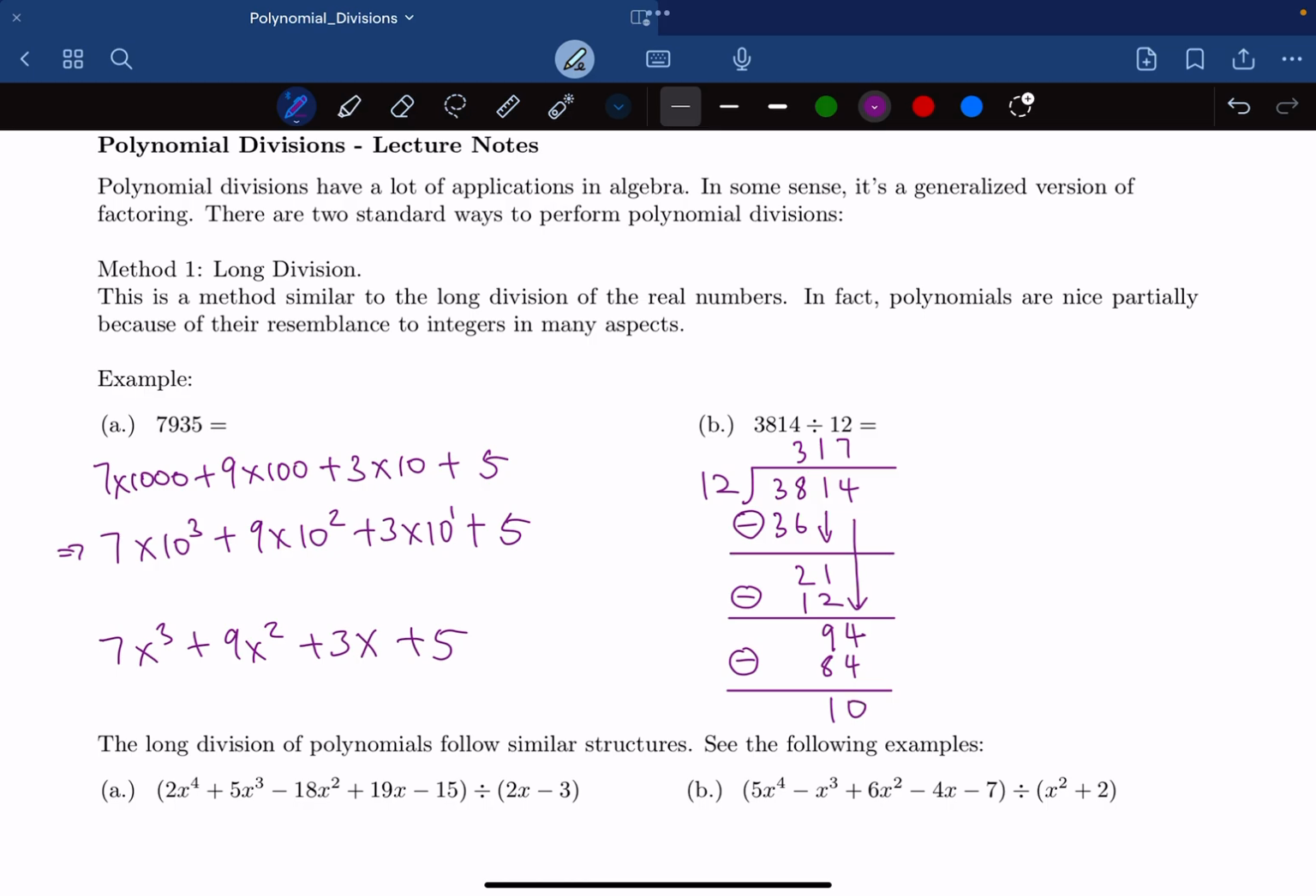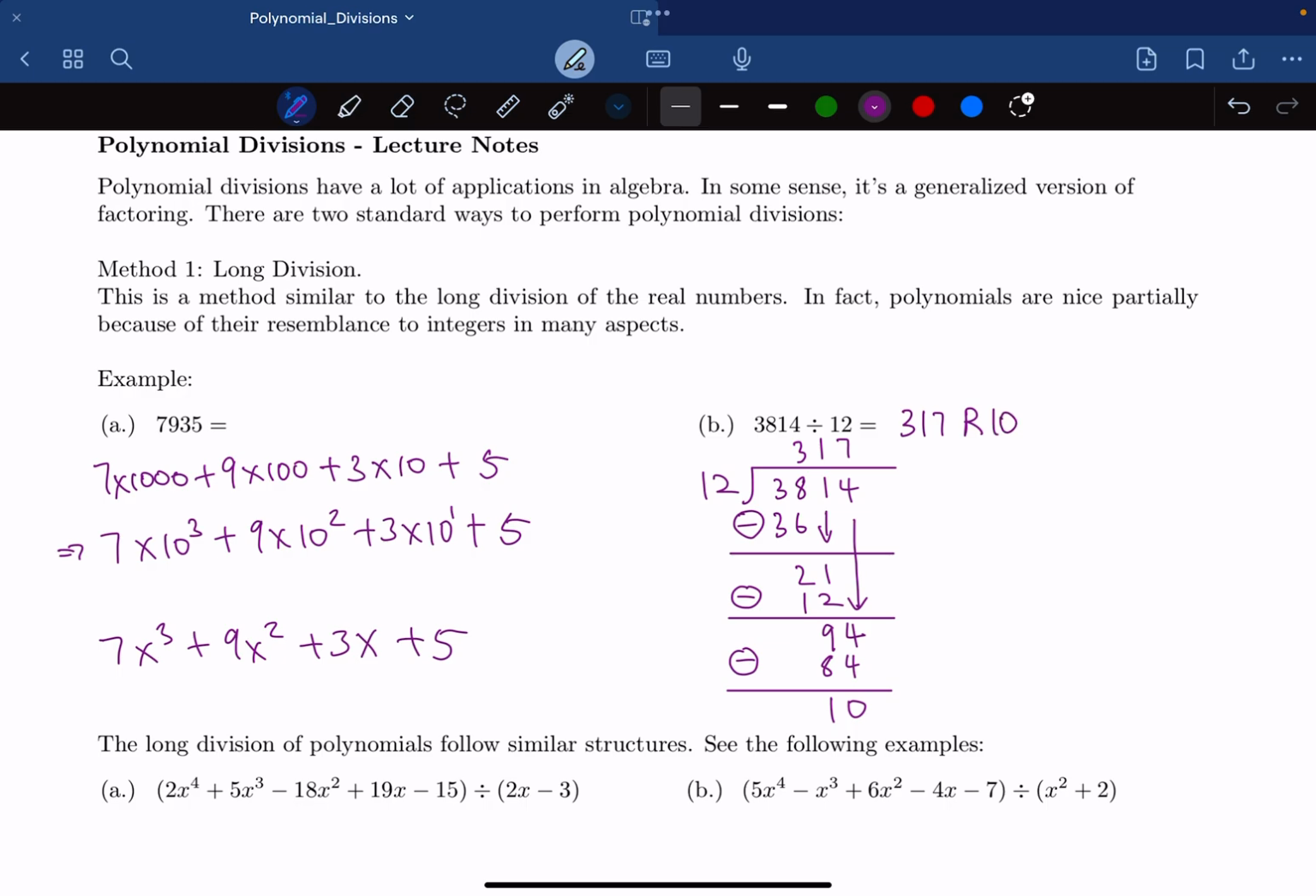And at this point, 10 is too small to divide by 12. So I know that is the end of my division. So the answer for this long division is just 317. At first, we write that as remainder 10.